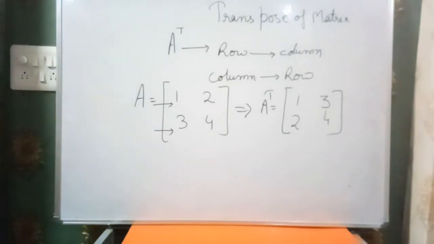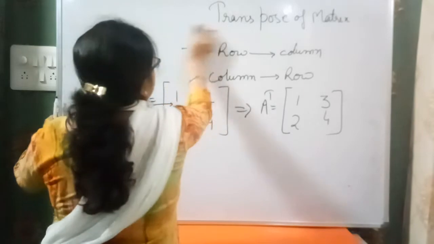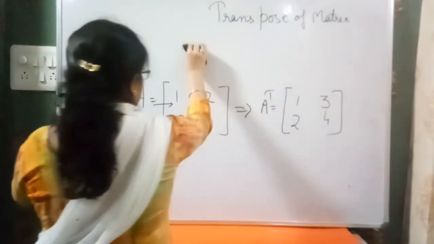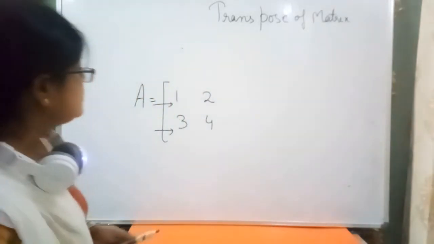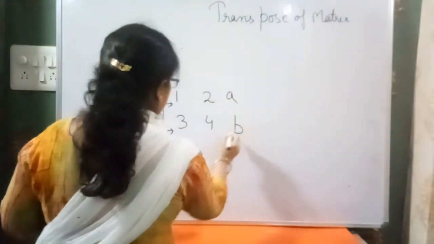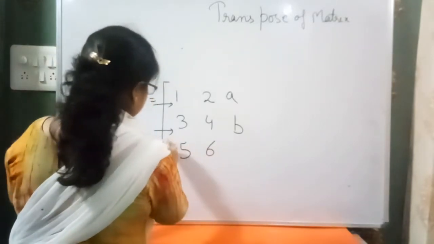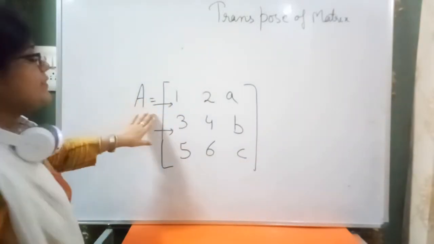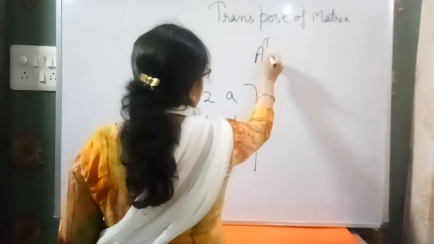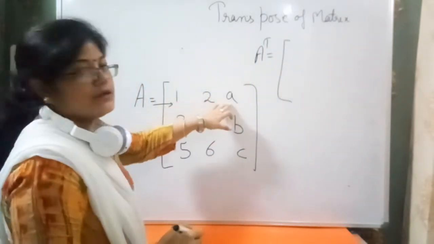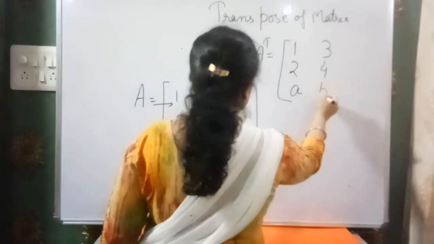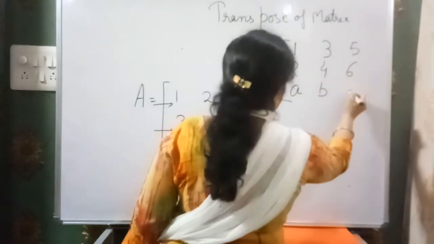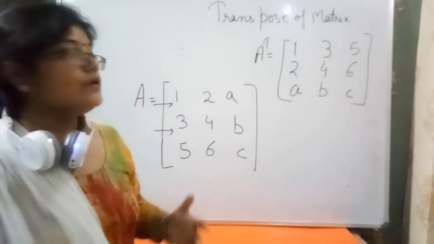Now I will be taking some more cases. For example, I have another matrix, a matrix of order 3 cross 3. That means it has 3 rows and 3 columns. And when we have to write the transpose of this matrix, the first row 1, 2, A becomes a column. That means we write here 1, 2 and A, then 3, 4 and B, and in the same way 5, 6 and C. Clear?